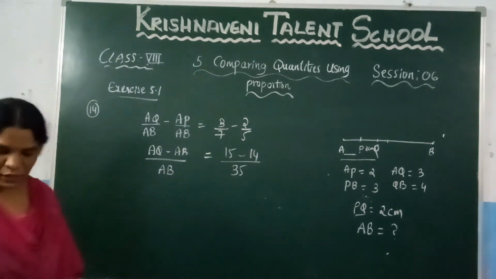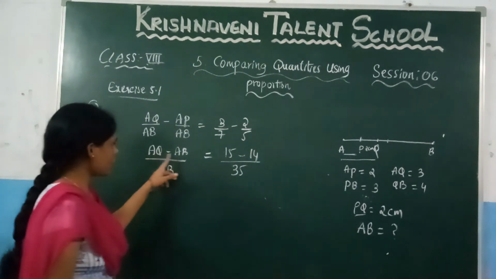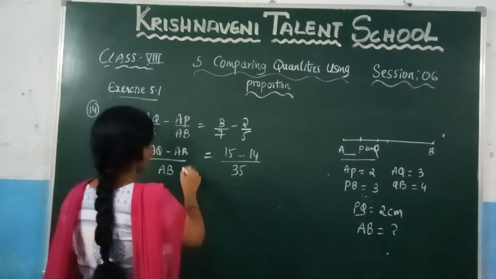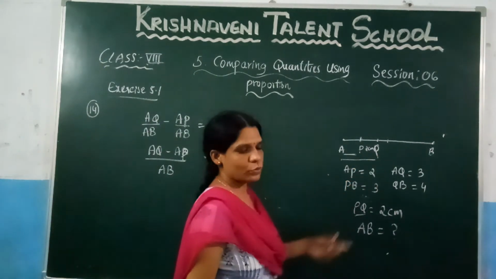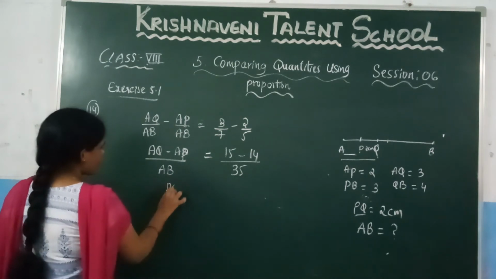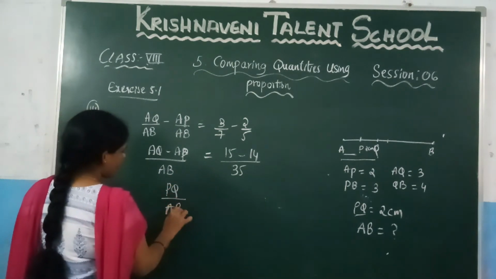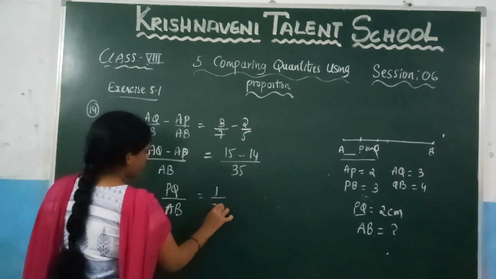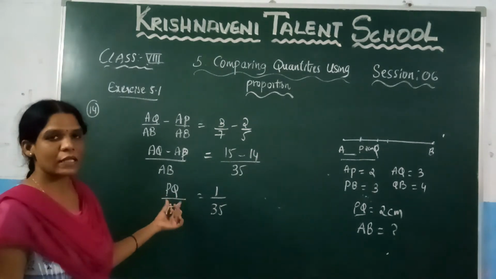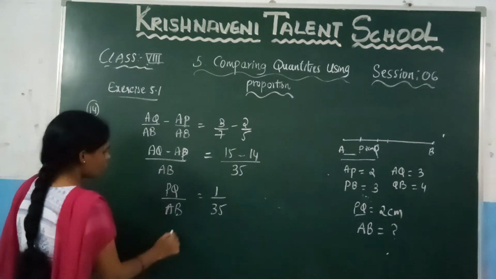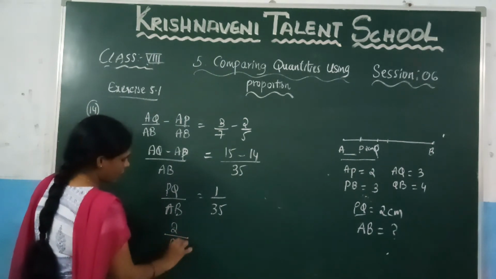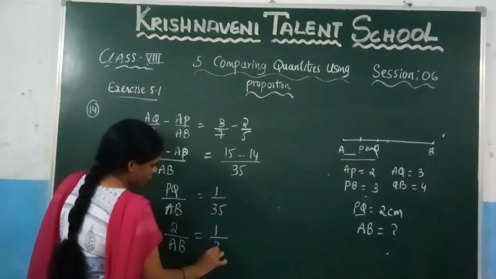Now let us see after that. Just now we have seen here what is AQ minus AP. AQ minus AP is nothing but PQ. So write it here PQ. So we got it here PQ by AB is equal to 1 by 35. Since we know the length of PQ which is 2 centimeters, so write it here 2. So that you will get here 2 by AB is equal to 1 by 35.